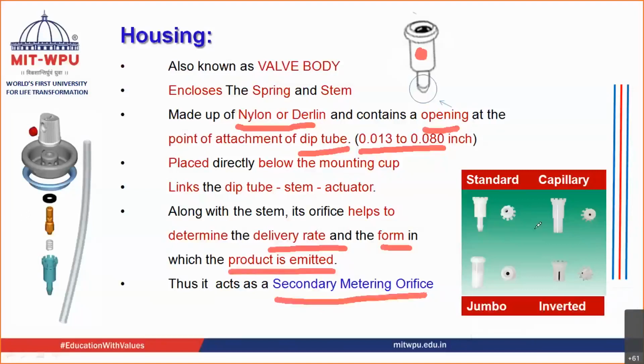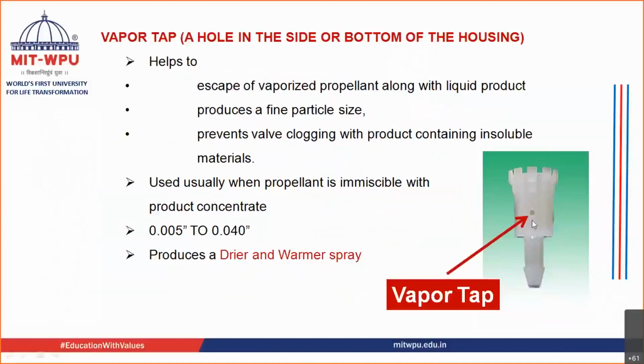If you see over here, there are different types of housing. You can have a standard housing, a capillary housing, a jumbo housing, and an inverted housing. So these are the different types of housing that are present. Now, as I told you, housing may have a hole inside it. It may be present, it may not be present. Sometimes a hole is present. This hole is known as a vapor tap.